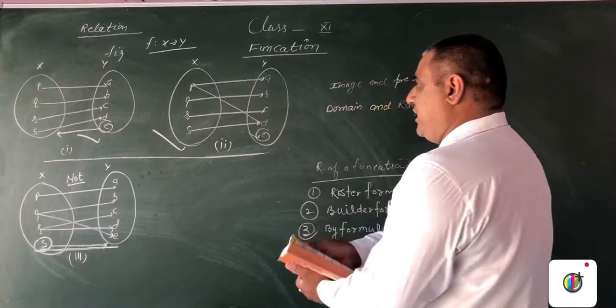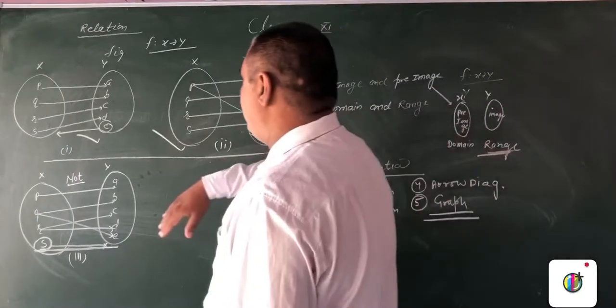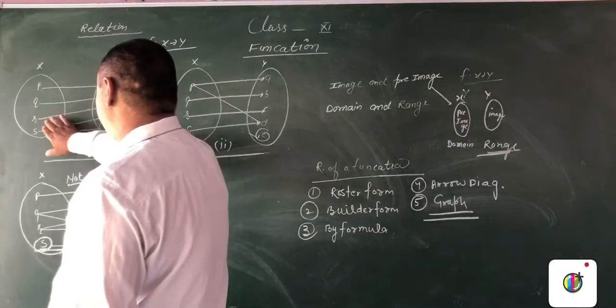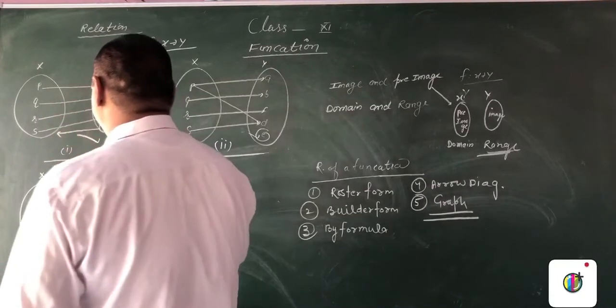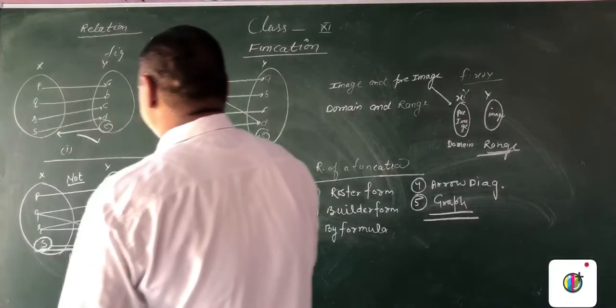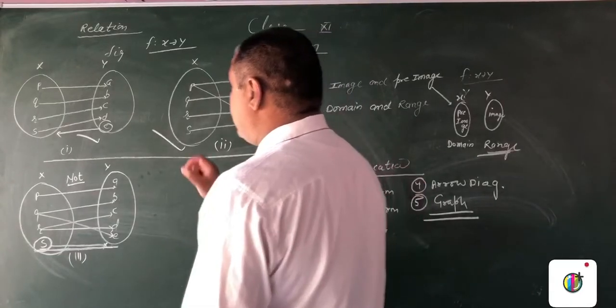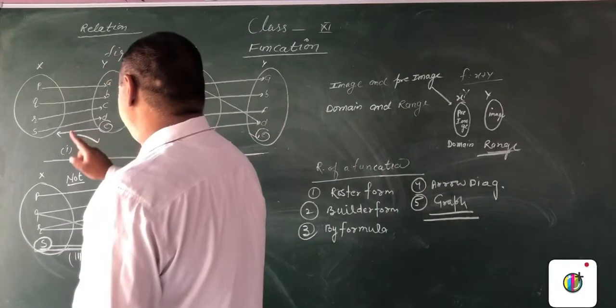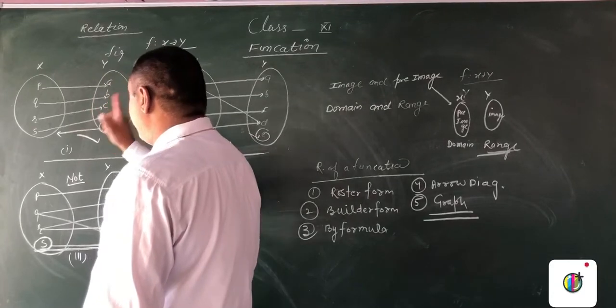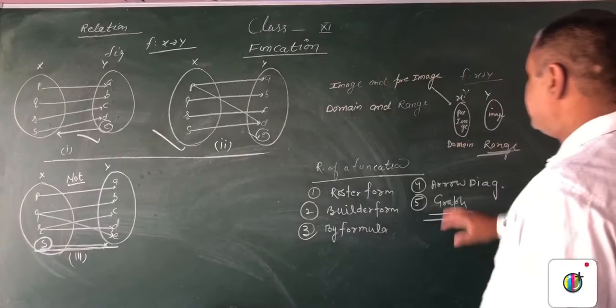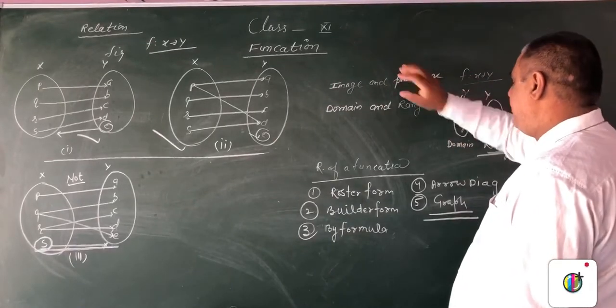So function: x and y are two non-empty sets. दोनों के एलिमेंट हो गए. Then x cross y is the subset. Then every element of x has at least one image in y. Then we say that it is a function. So the next topic is image and pre-image.